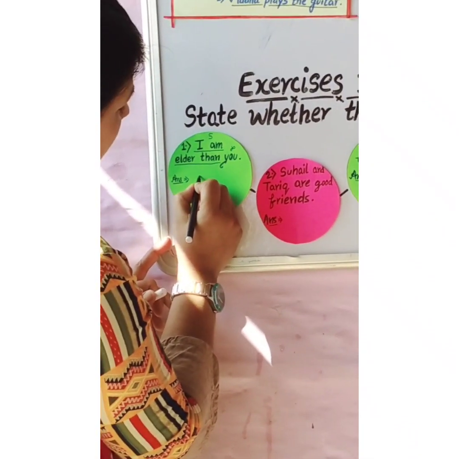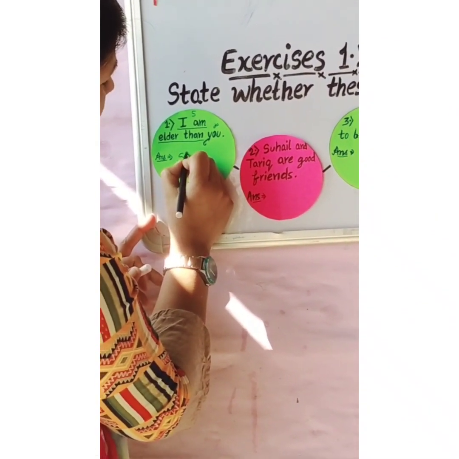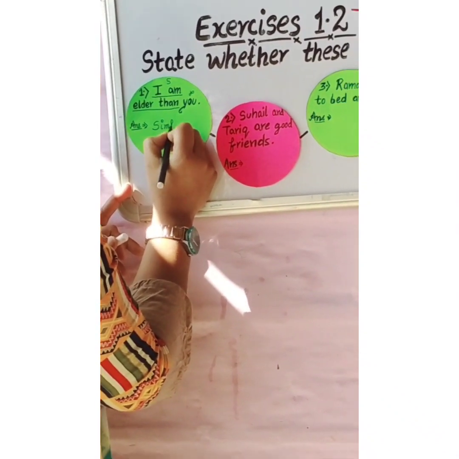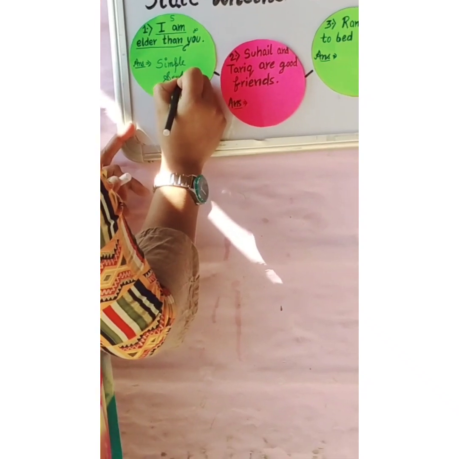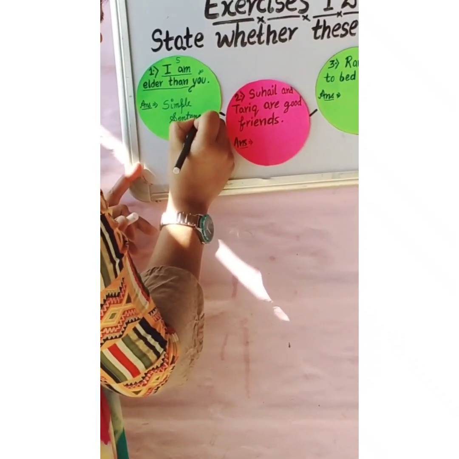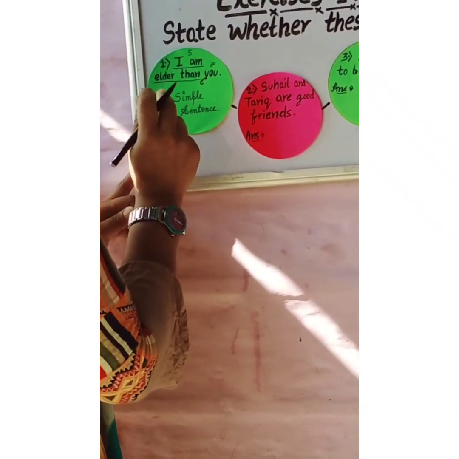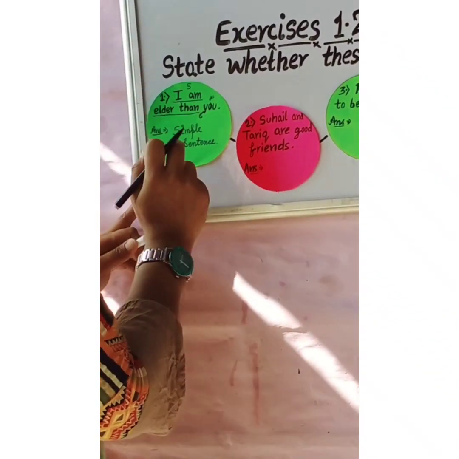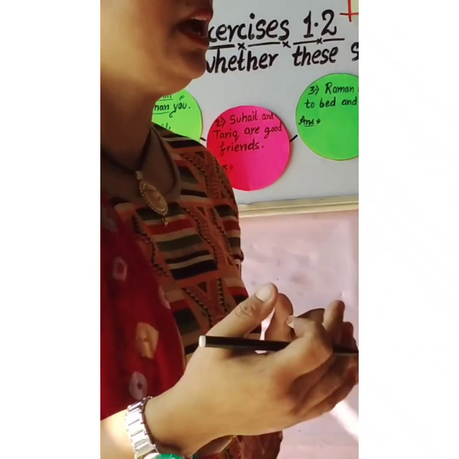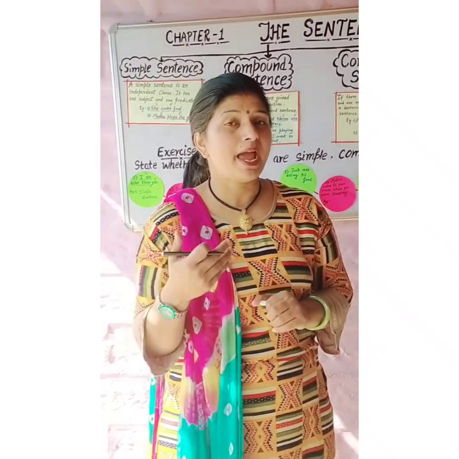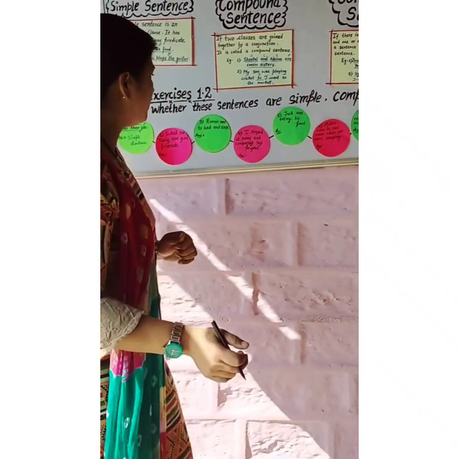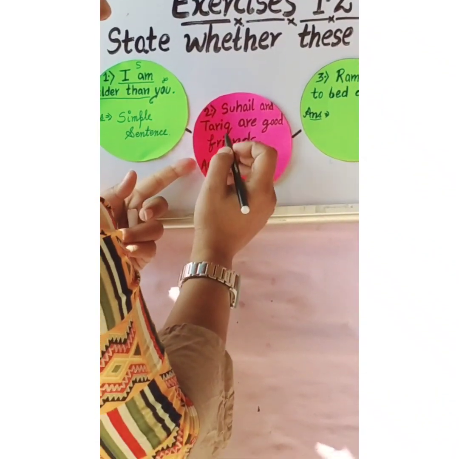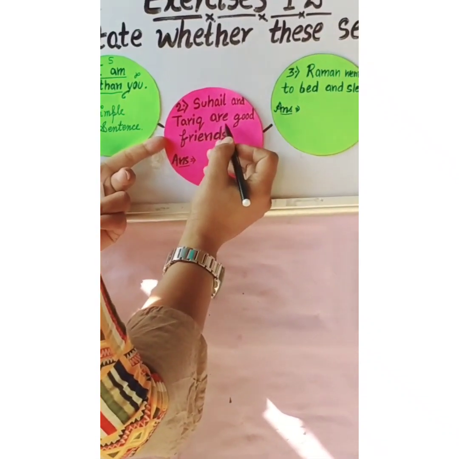So this one will be सिंपल सेंटेंस. ये कौन सा सेंटेंस होगा? सिंपल सेंटेंस. गॉट इट? बिकॉज इसमें क्या है? एक सब्जेक्ट है और एक ही क्या है? प्रेडिकेट है. एंड इट इज मेकिंग अ प्रॉपर सेंस टू. ये प्रॉपर सेंस भी बना रहा है दैट आई एम एल्डर टू यू, कि मैं आपसे क्या हूँ? बड़ा हूँ. इट इज मेकिंग प्रॉपर सेंस. सो इट इज नोन एज सिंपल सेंटेंस. राइट. नाउ कमिंग टुवर्ड्स द सेकंड वन, सुहेल एंड तारिक आर गुड फ्रेंड्स.